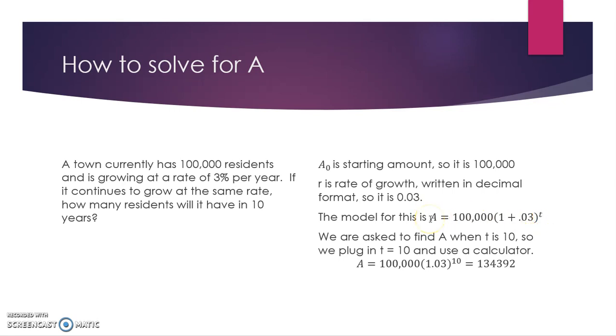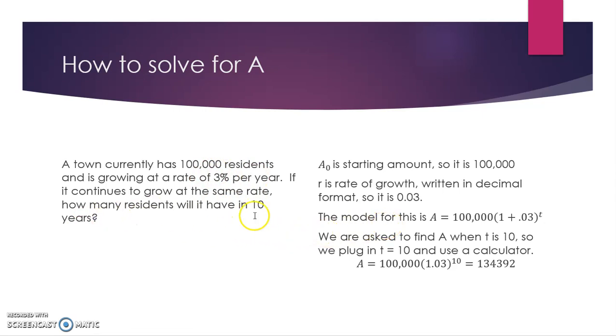Now, as I mentioned, you could use your own variable. P for population would work just fine. R for residents, number of residents, would work just fine. Now, in this problem, the question gives you time. And notice this was 3% per year, and time is in years.